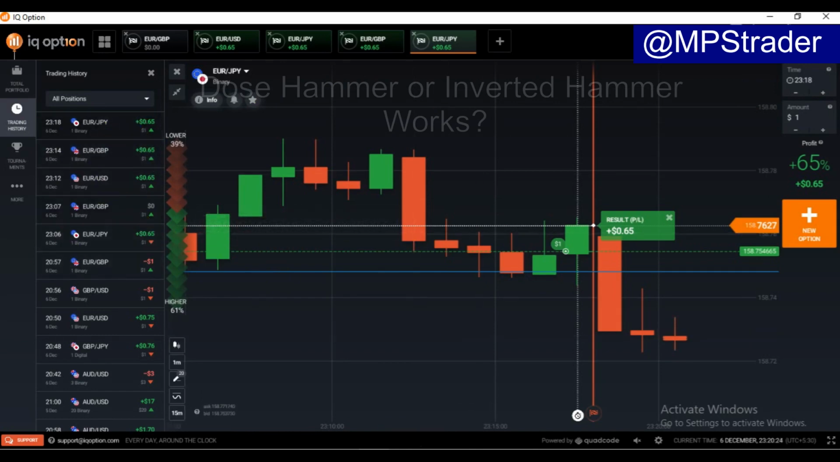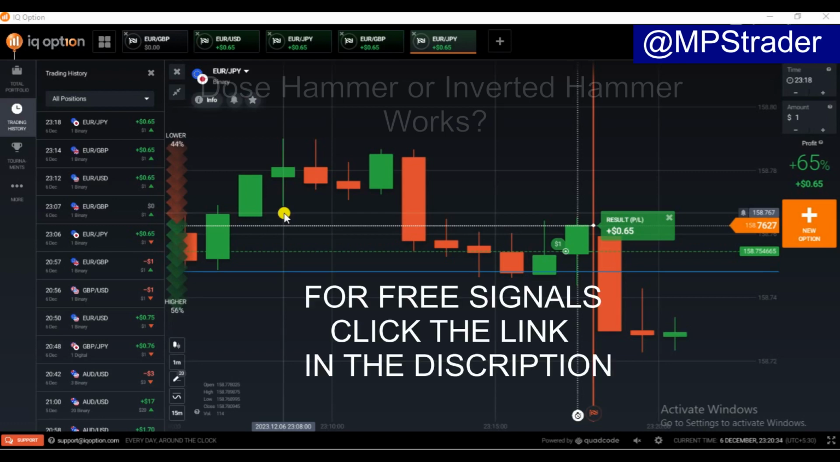So the main point here is that a hammer is a continuation candle plus a reversal. Every candle is a reversal plus continuation. But according to the movement of the market, you have to find whether after this candle the market will reverse or not reverse. So it's up to you. You have to find that, or else who else will find it for you.